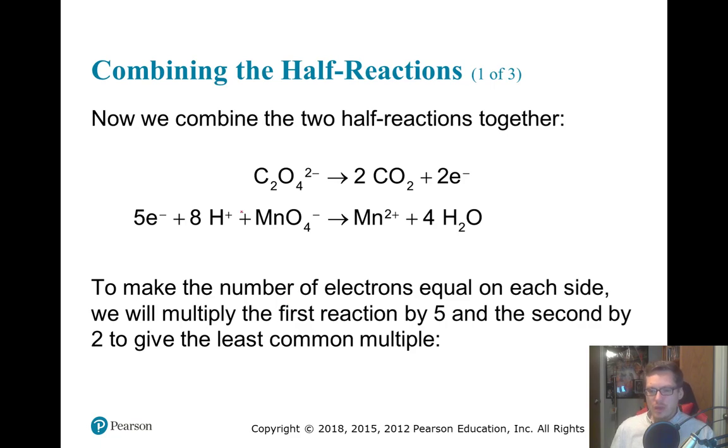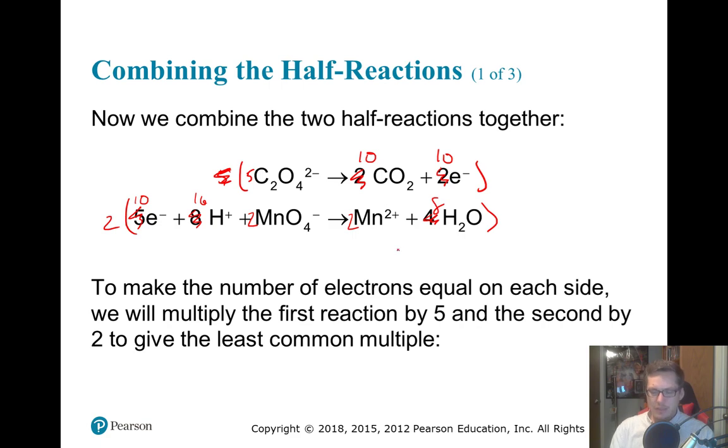In order to combine them, we can't just add them straight up. What we need to do is multiply them by a common factor to make sure the electrons cancel when they go to both sides. So this one we're going to multiply by 5. All the coefficients get multiplied by 5, and all of these get multiplied by 2. So this becomes 5 oxalate and 10 electrons, and this becomes 10 electrons and 16 hydrogens and 2 permanganates and 2 manganese, and then 8 waters.